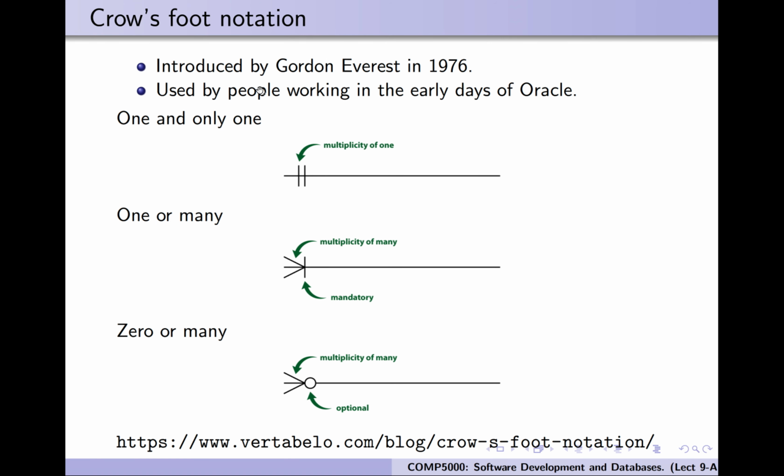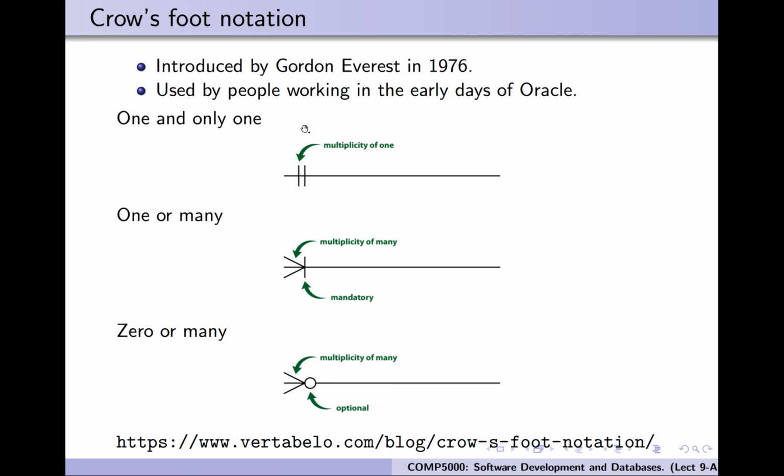The crow's foot notation is a way of drawing diagrams to show relationships between entities, attributes, and relationships. It was introduced in the mid-70s by Gordon Everest, and it was used by people working in the early days of Oracle. Oracle is one of the big database vendors in the world, and the company was set up in the late 70s.